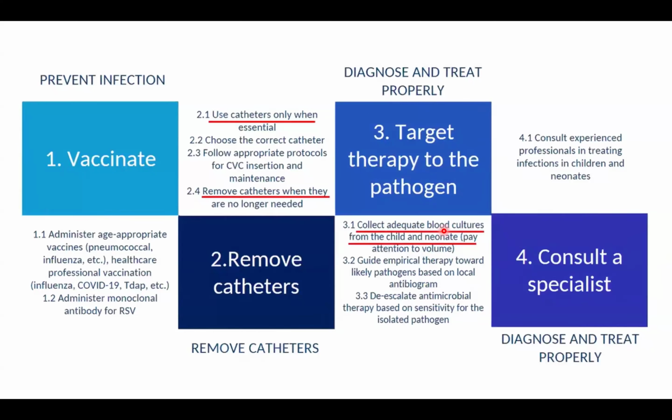Third is to target therapy to the pathogen. This only happens if you have collected appropriate blood cultures. And as soon as you have the blood culture result available, you modify your antibiotics. So when we started with broad spectrum because we wanted to cover 60 to 70% of all organisms, now if we know that this patient has an enterococcus organism, I can just give this one antibiotic, which should be sufficient for this baby. Then you have to consult a specialist.